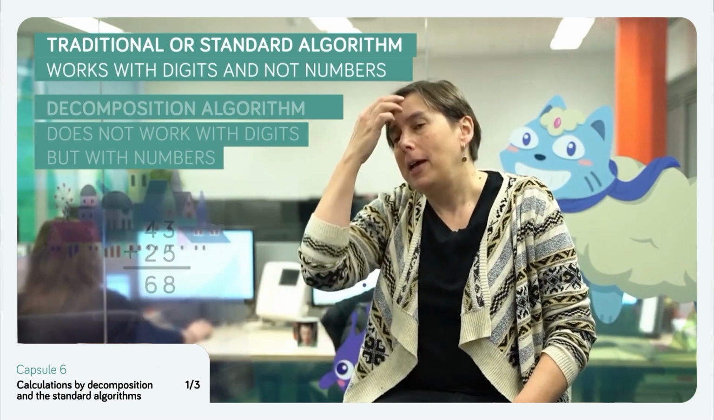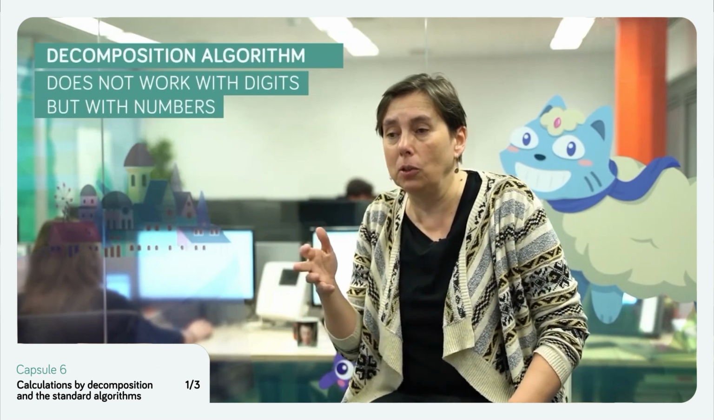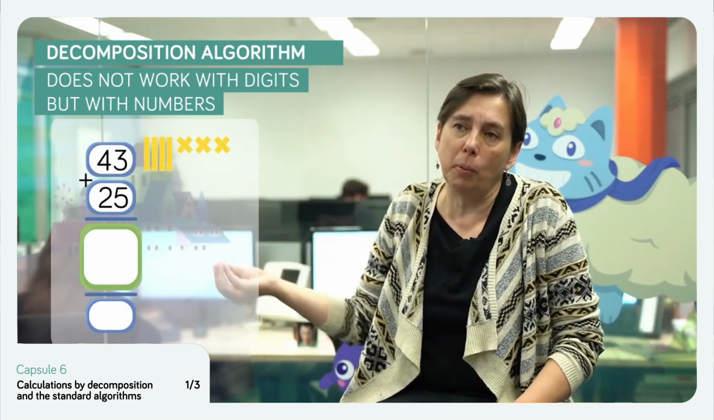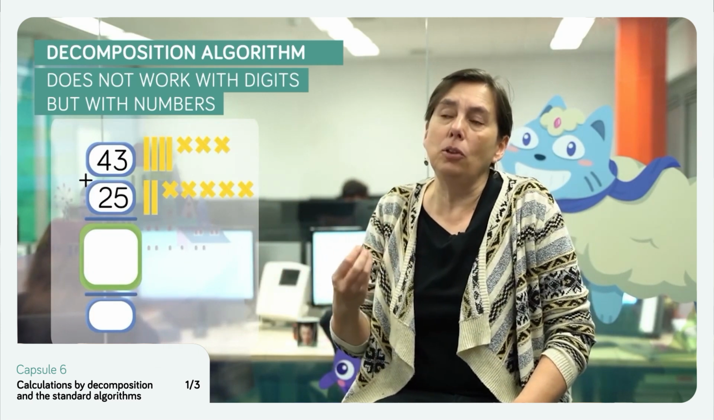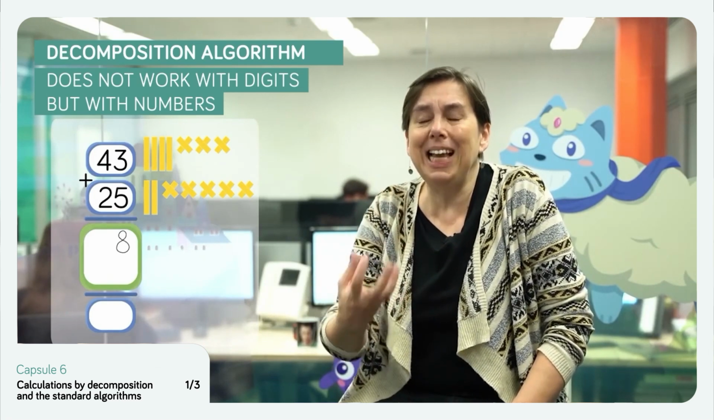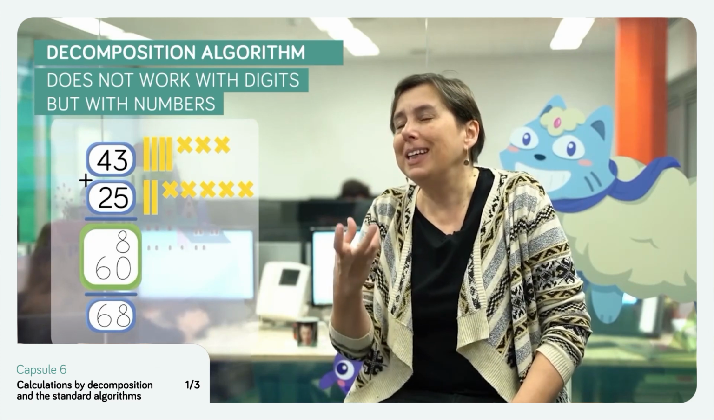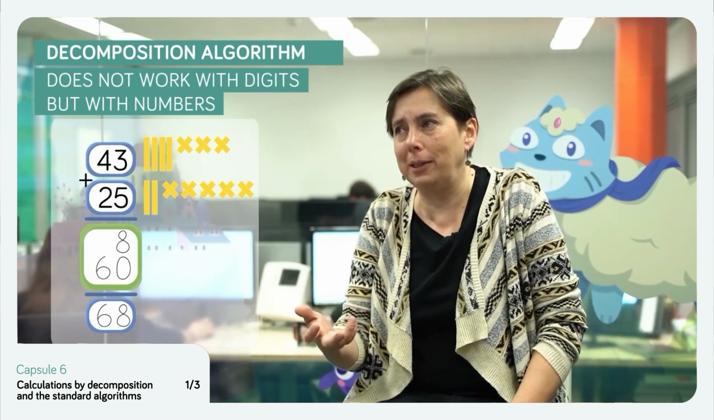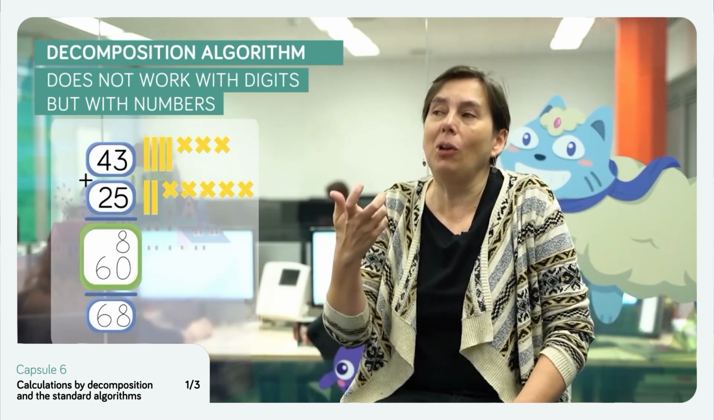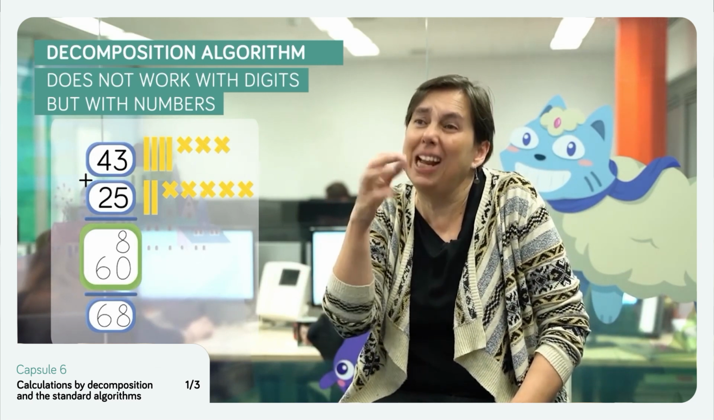When we use the decomposition algorithm to do this calculation, we separate the 43 as 40 plus 3, the 25 as 20 plus 5, and so we add 3 plus 5, 8, but 40 plus 20, 60. We never lose sight of the fact that this is not 4, but rather 40, that this is not a 2, but instead it is a 20. We always work with quantity, and not simply with the figure.